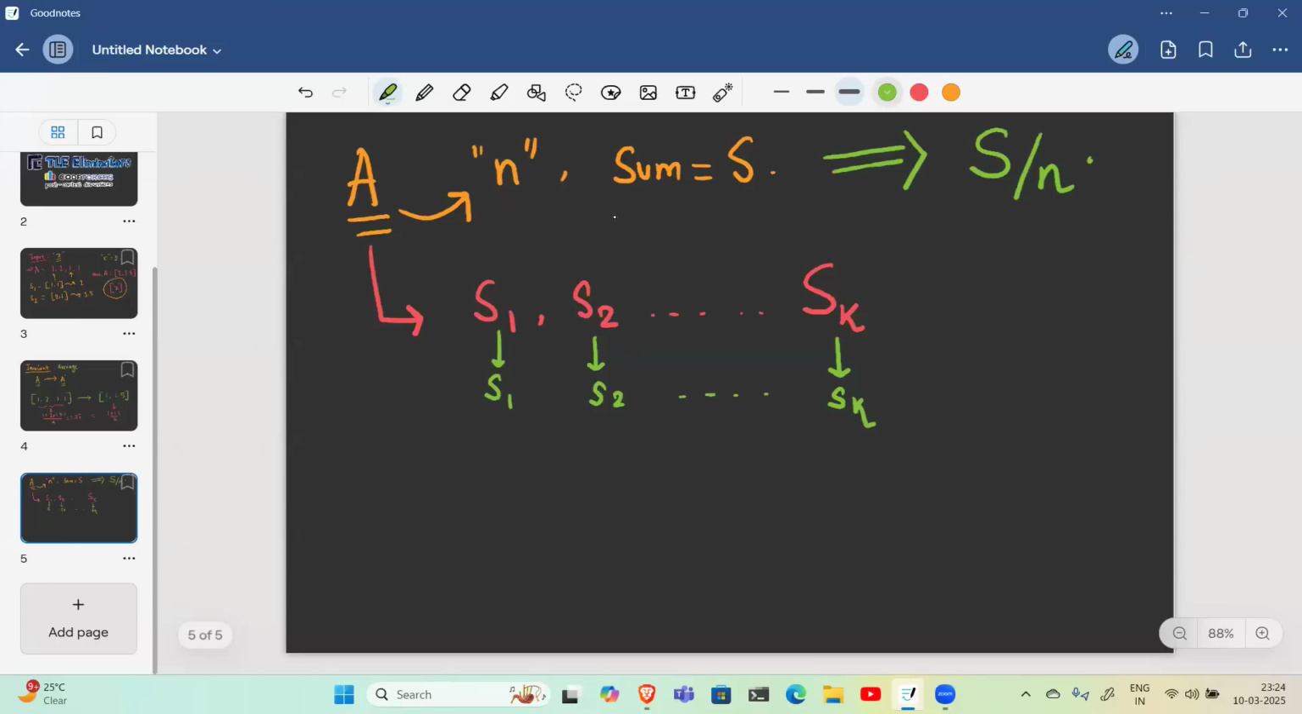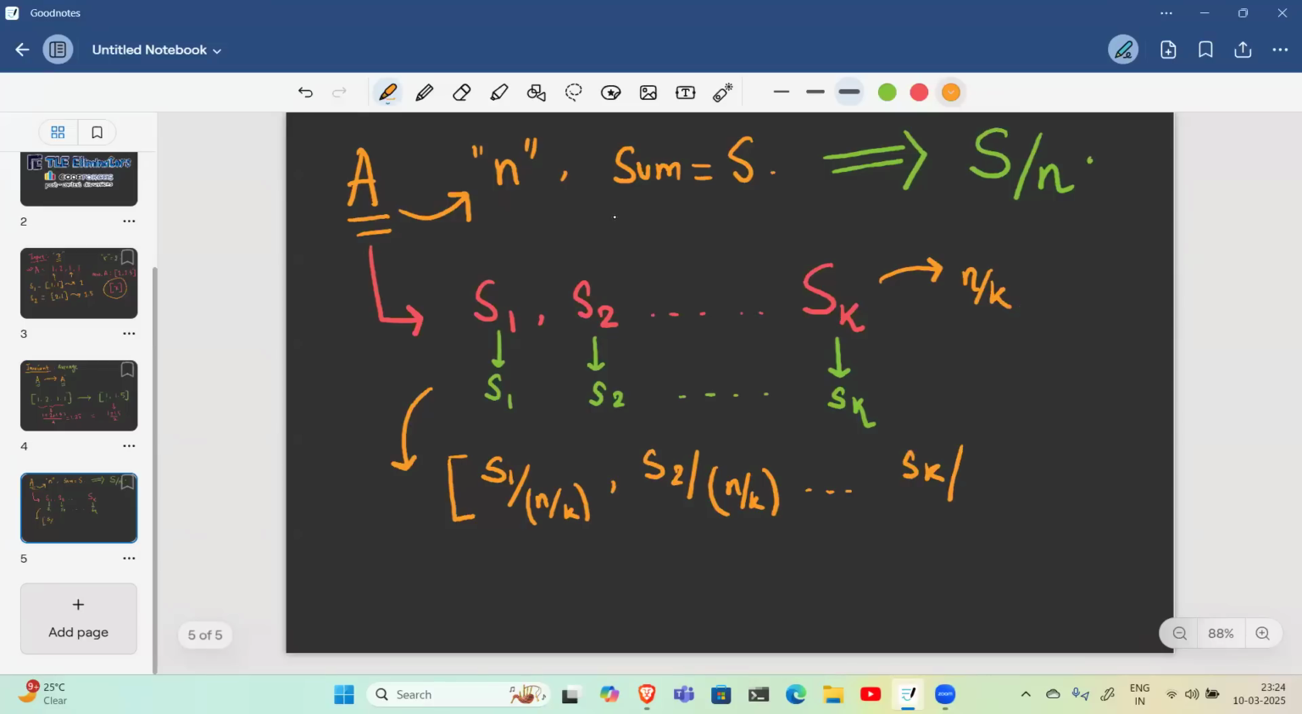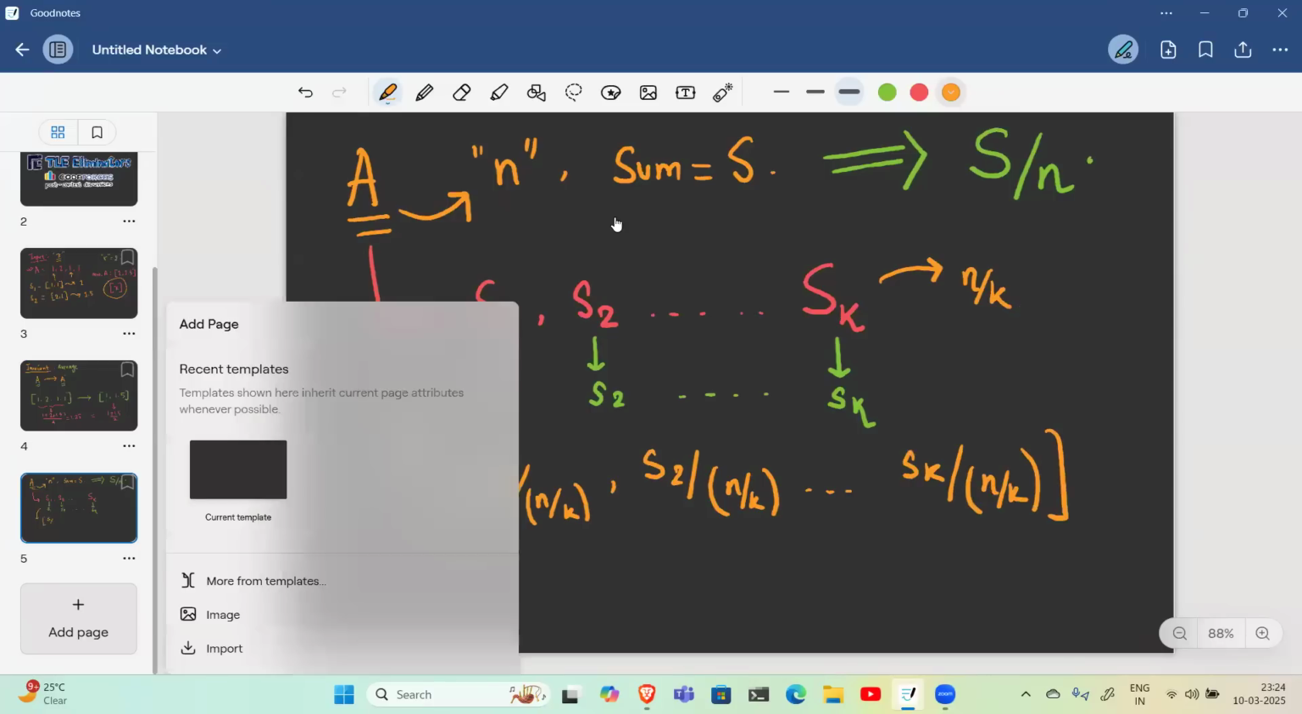And what is the average of the new array? The new array is basically the array of the averages. So it is s1 divided by its length. Now what is the length? You broke an array of length n into k parts, so the length of each part is n by k. So the elements are s1 by (n by k), s2 by (n by k), and it goes on till sk by (n by k).